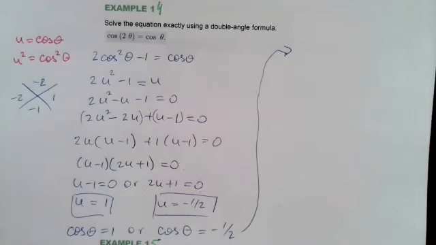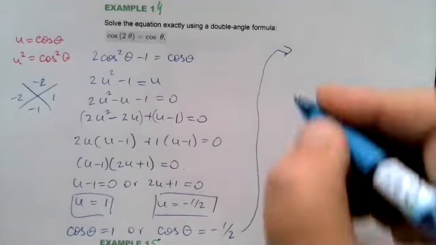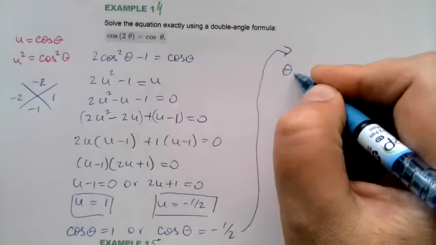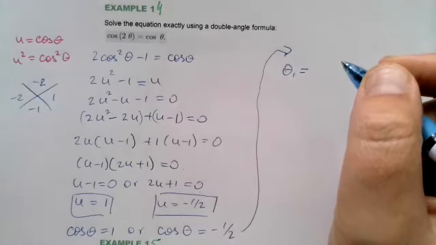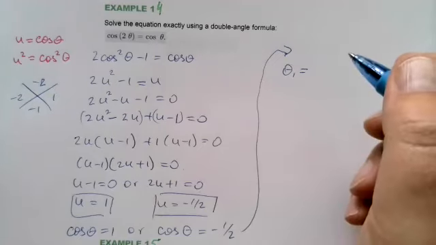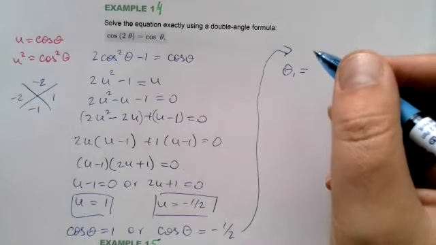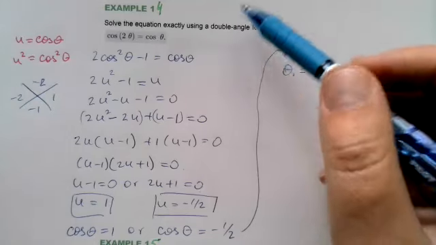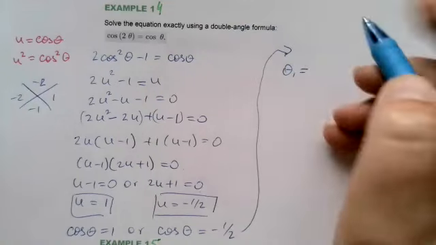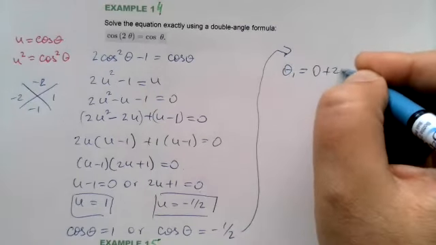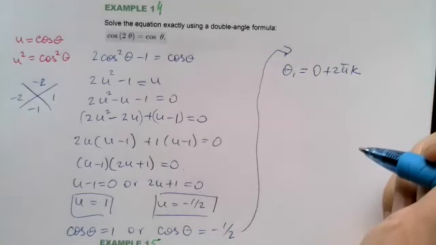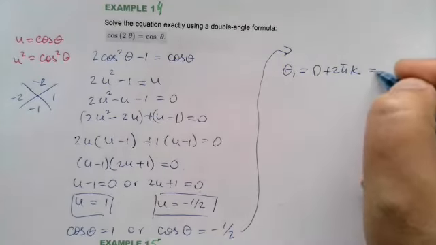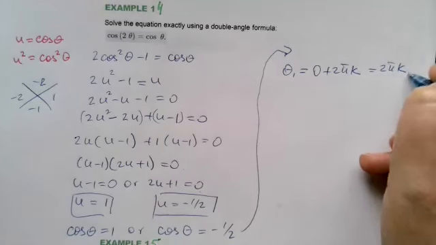Well, we know that for cosine theta equals 1, that happens only in one place. Well, 0 or 2 pi k. Do we have a restriction? No. 0 plus 2 pi k. No restriction on the domain, so we have to describe all of the solutions. So that's just 2 pi k.